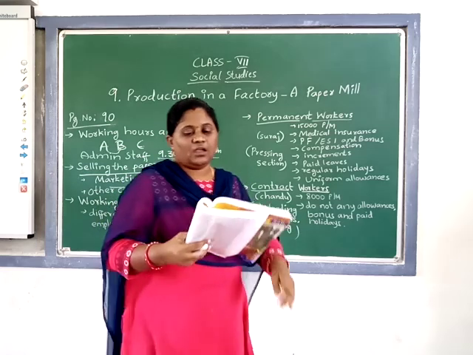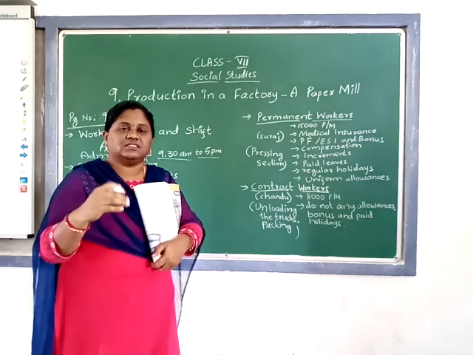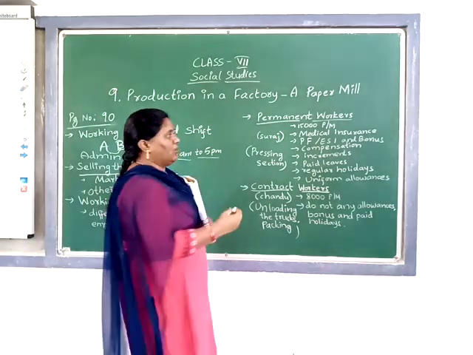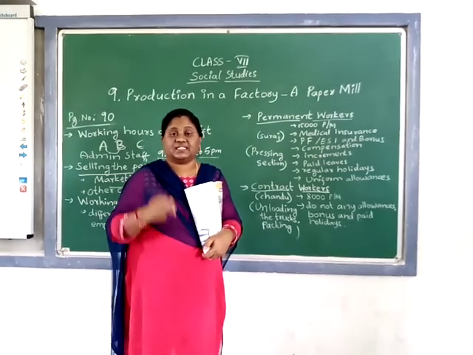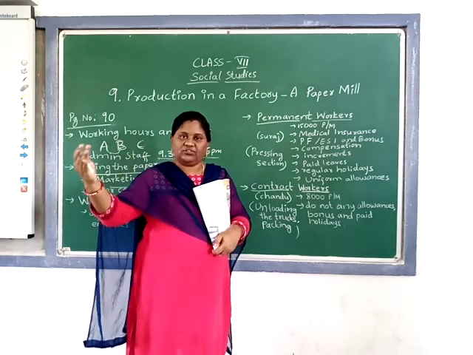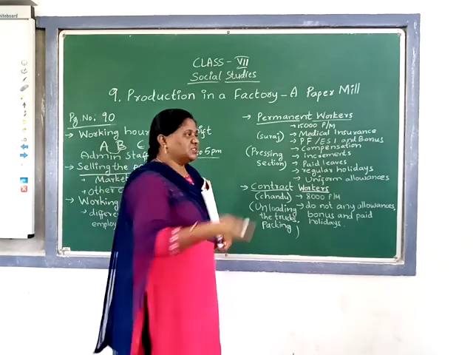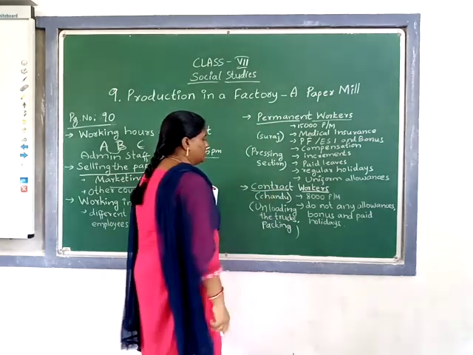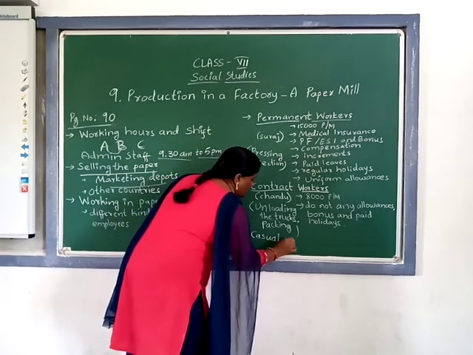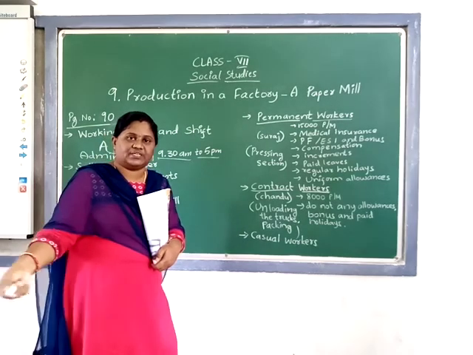See, so coming to all, we have to know what kinds of works are there and how many kinds of employees are there in the factory, right? So if we want to learn clearly and without any confusion, there are 3 types in a paper mill. Not only in a paper mill, in any huge factory, there are 3 kinds of workers: permanent workers, contract workers, and casual workers, and daily basis workers also.